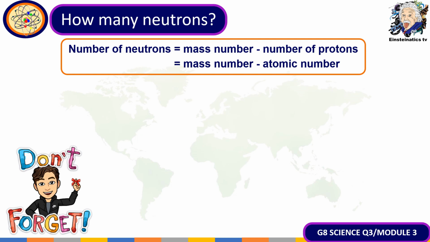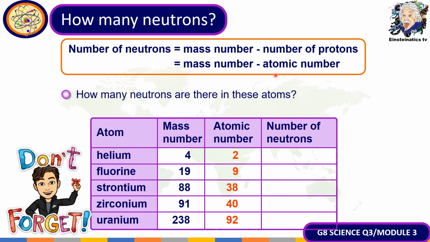It is important to remember that the number of neutrons is equal to the mass number minus the number of protons, or the mass number minus the atomic number. So, for example, how many neutrons are there in this atom? All you have to do is just subtract the atomic number from its mass number. So, are you ready for the correct answer? So, you may pause the video while answering.